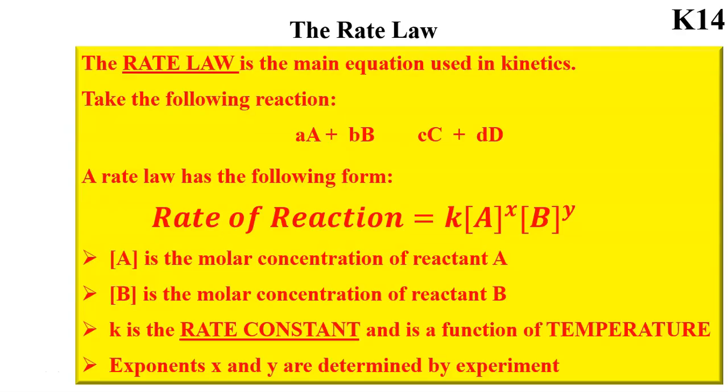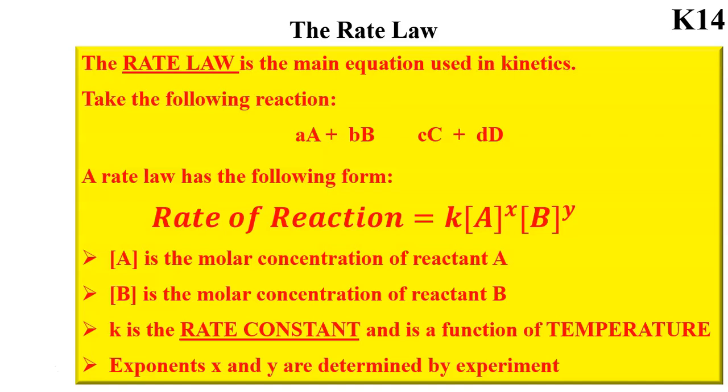Okay, now the rate law, that's really the centerpiece of kinetics, and it's the main equation used in kinetics. So take the following reaction. Again, the small letters represent coefficients, numbers like 2, 3, 4, whatever. And the capital A, B, C, D represent some sort of reactants or products like CO2 or CH4 or NH3 or something else. So a rate law has the following form.